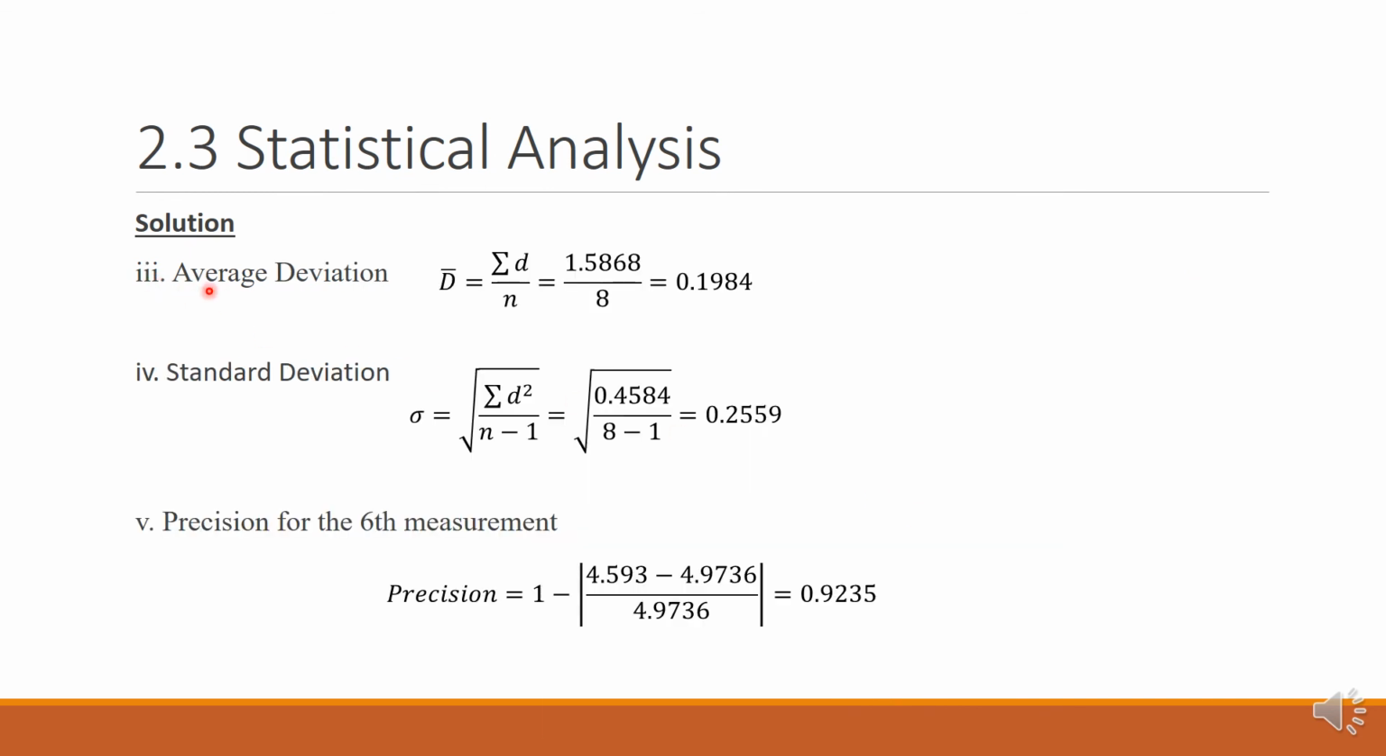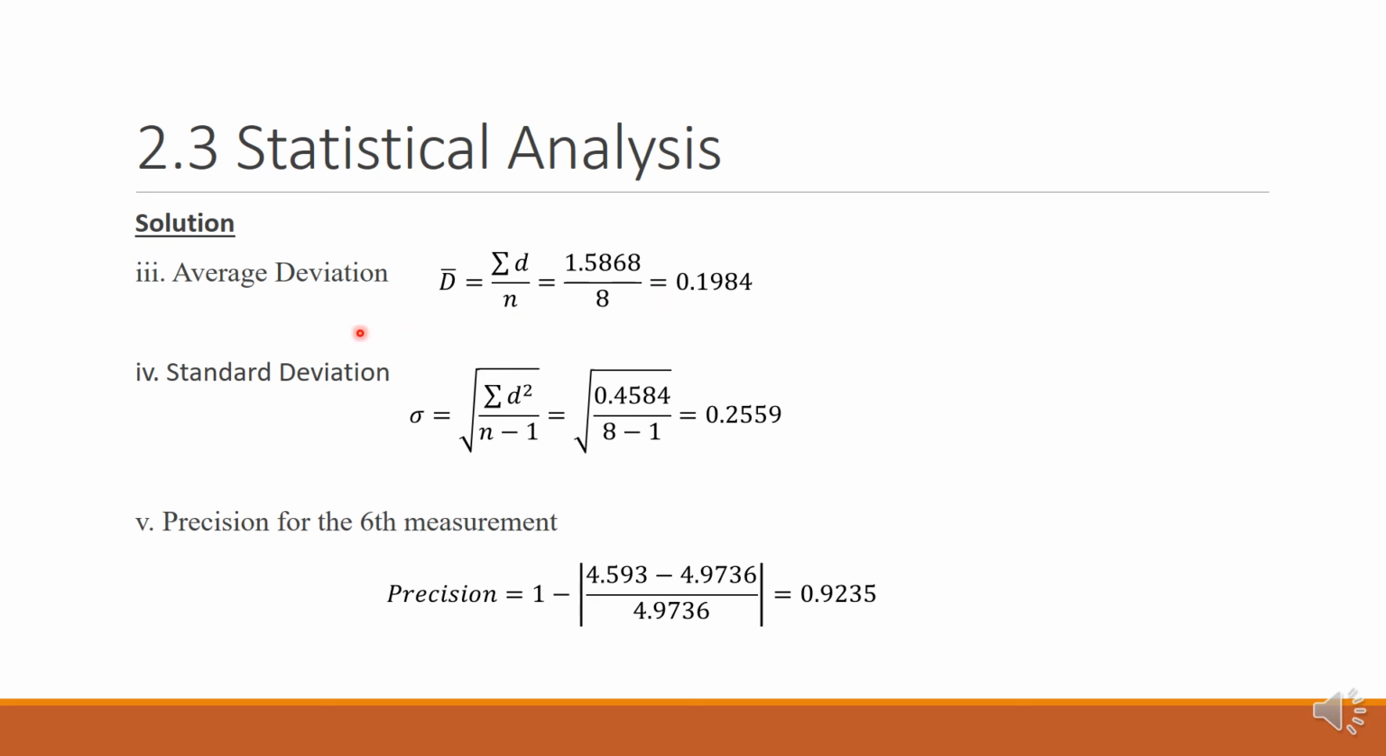Okay, so now this is the solution for the previous example. To calculate the average deviation, you sum up all the deviation values of each of your measurements. You have 8 measurements, so you sum up all the data and get the total deviation. Then divide by the number of your readings. You have 8 readings, so you divide by 8. You get an average deviation of 0.1868 ampere. So this value will let you know that on average your readings deviate from your mean 4.9736.